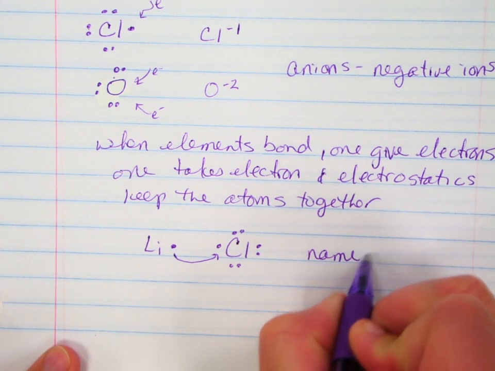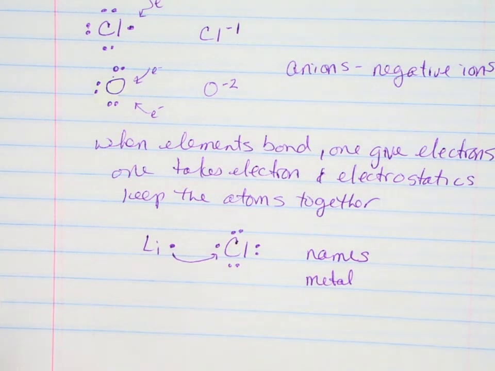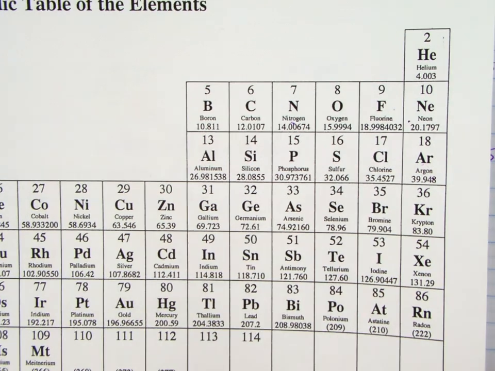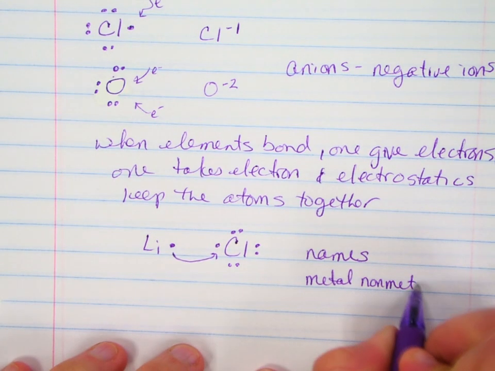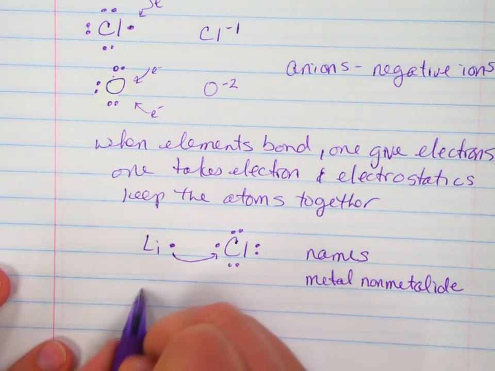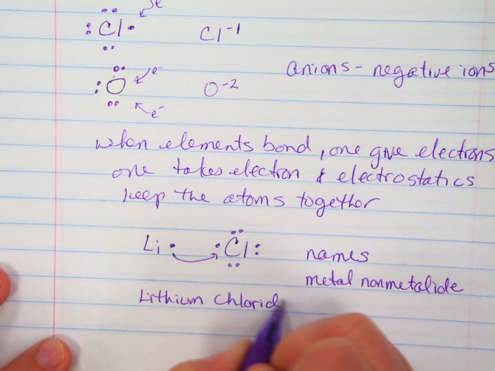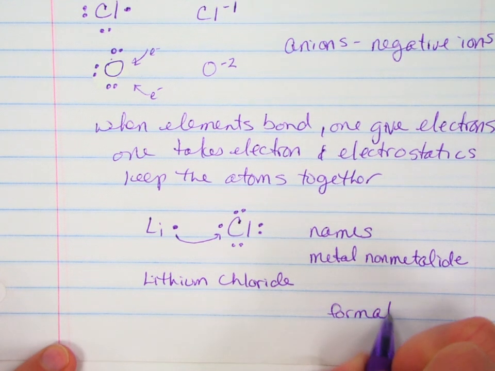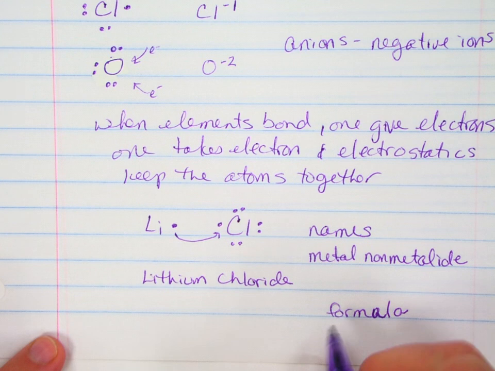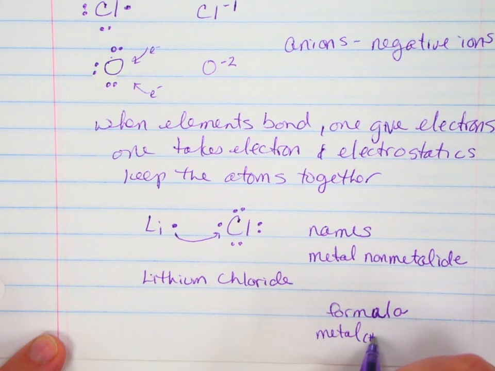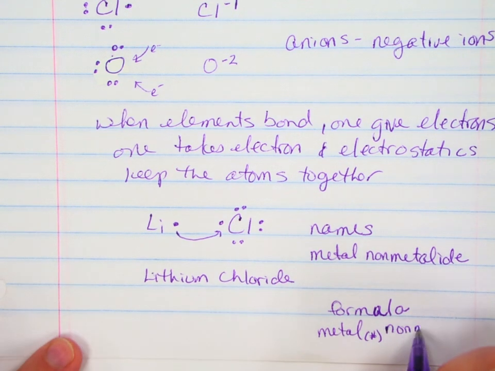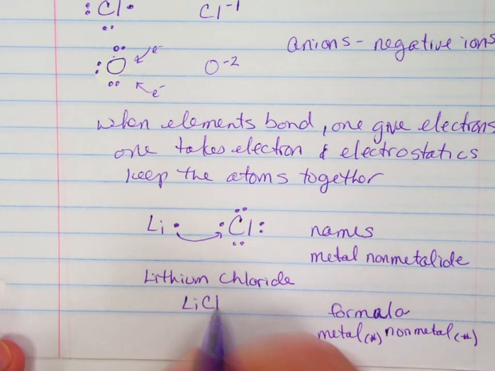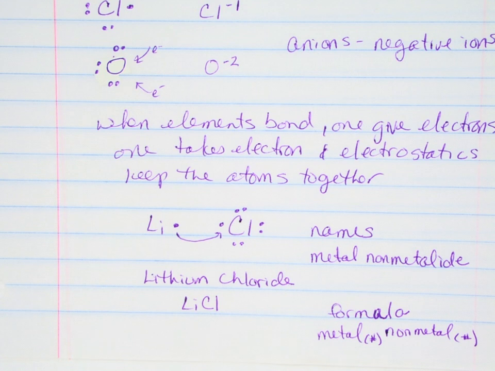So when we're naming an ionic compound, we take the metal's name. The metal is on the left side of the periodic table. So we say lithium, and then we put the non-metal, and we put "ide" at the end. So here we would have lithium chloride as our compound name. And then we do a formula. The formula is the metal and a subscript telling us how many metal ions we need, plus the non-metal and how many of the non-metal ions that we need. So we only need one of each, so LiCl, lithium chloride, would be the compound name for that.